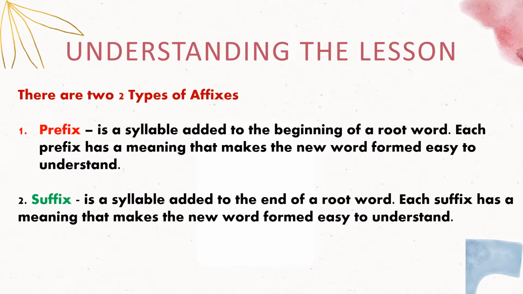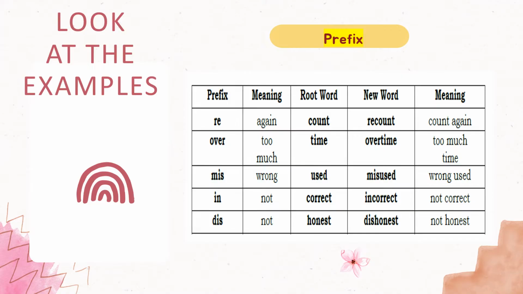Suffix is a syllable added to the end of a root word. Each suffix has a meaning that makes the new word formed easy to understand. In the example given a while ago, able is our suffix. Look at the following examples. We have the prefixes re, over, mis, in, and dis. These are the commonly used prefixes.